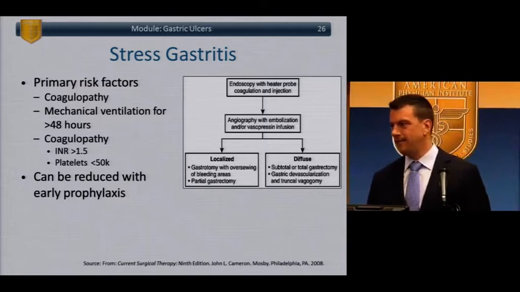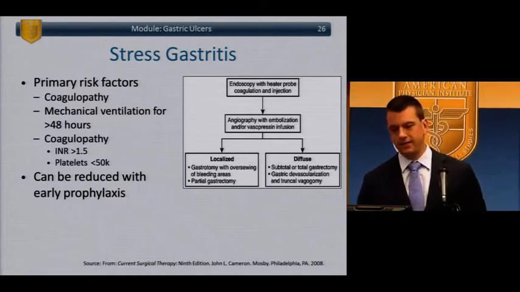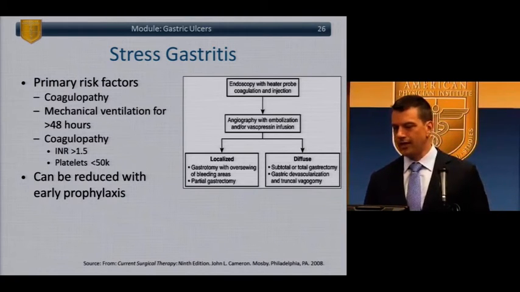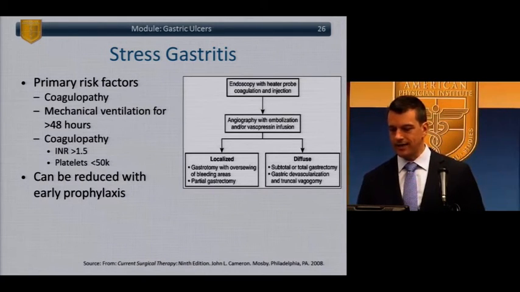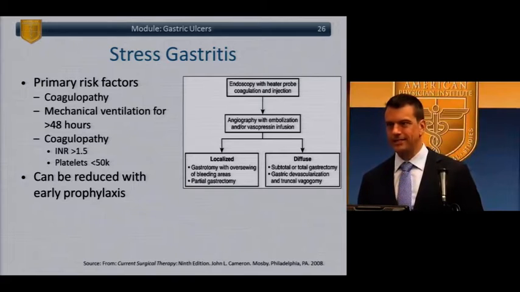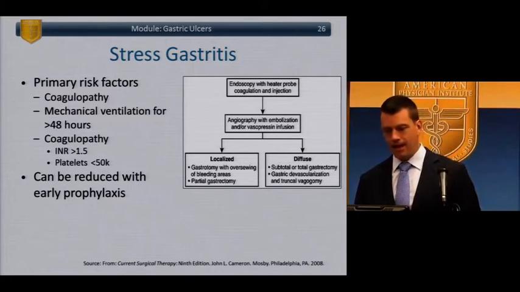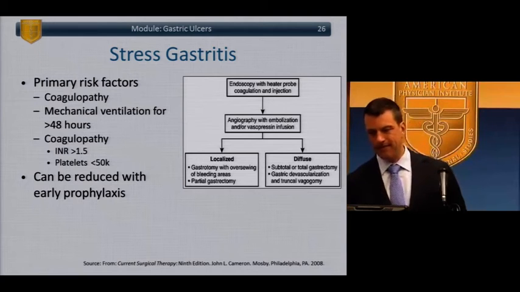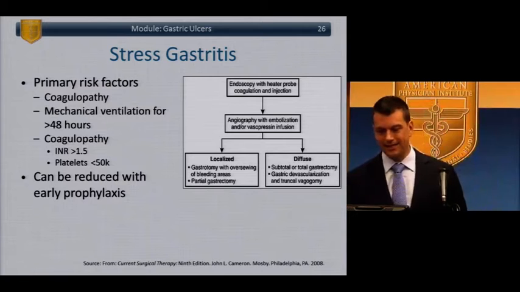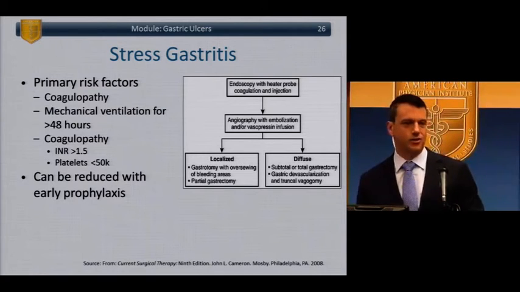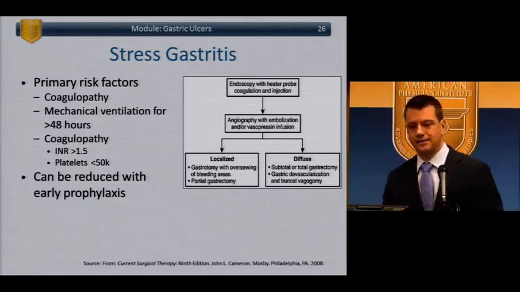Here's a nice little algorithm for patients presented to you. First endoscopy, heater probe or coagulation injection, then move on to angiography with embolization or a local vasopressin control. If it's localized and you end up in the OR, you can do the gastrotomy and oversew, or just do a partial gastrectomy, just incorporating the bleeding area. This can usually be easily accomplished with staplers if it's localized. If it's diffuse, you then get into a subtotal or a total gastrectomy, or a gastric devascularization and truncal vagotomy to again cut down on some of the acid secretion.